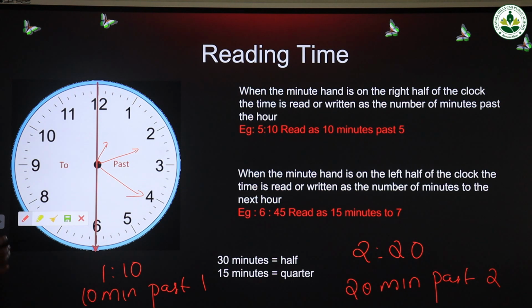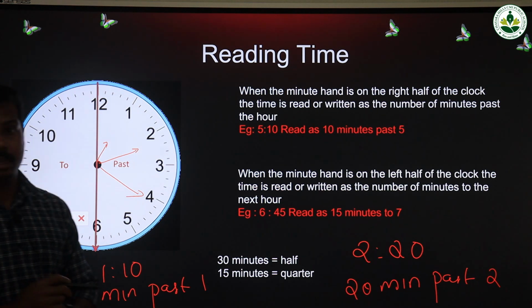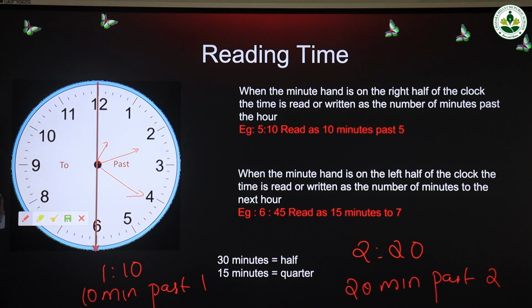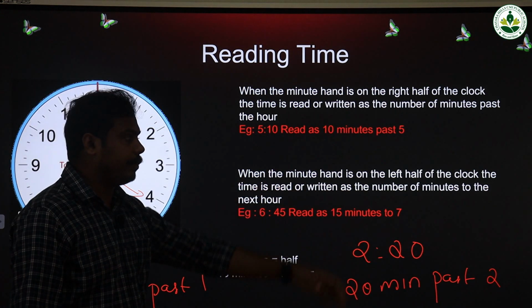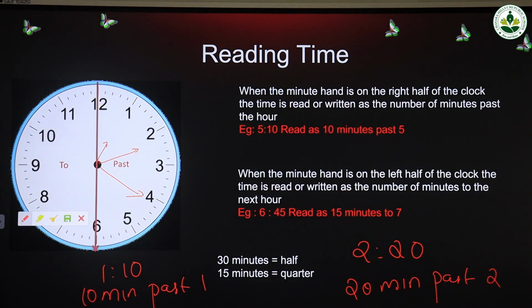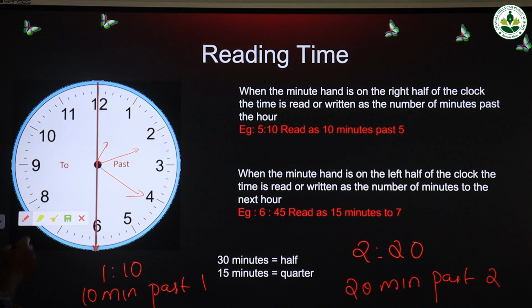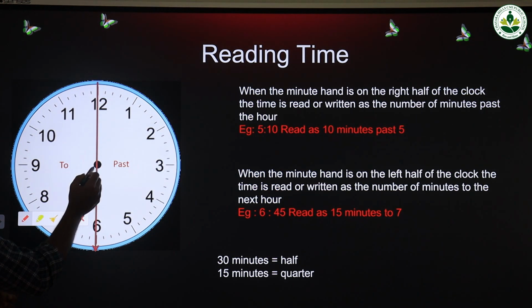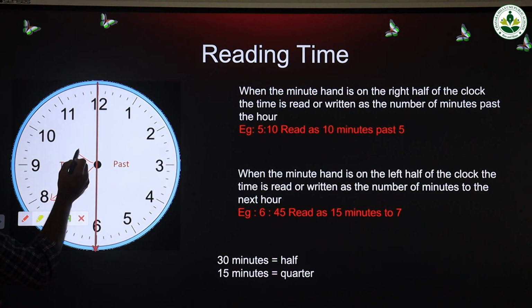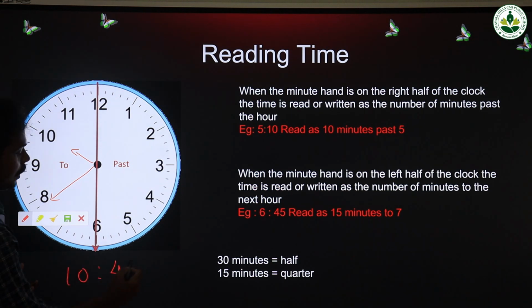When the minute hand is on the left half of the clock, the time is read or written as the number of minutes to the next hour. For example, if the minute hand is on 8 and the hour hand is between 10 and 11, we can write it as 10:40.